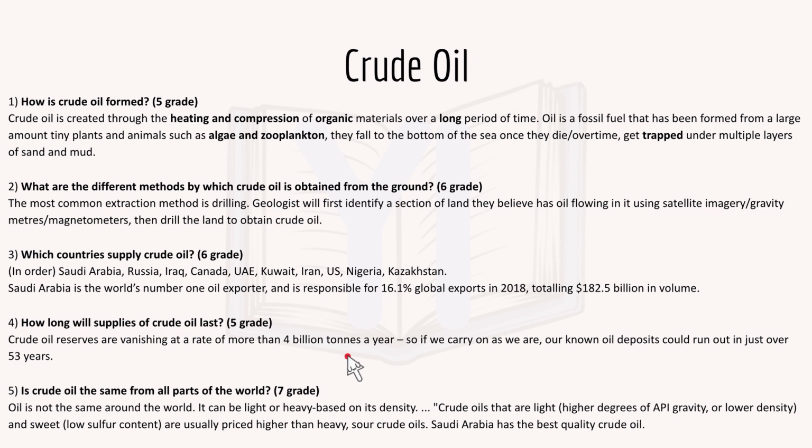Is crude oil the same from all parts of the world? Oil is not the same around the world. It can be light or heavy based on its density. Crude oils that are lighter, with higher API gravity or lower density, and sweet, with low sulfur content, are usually priced higher than heavy, sour crude oils. And Saudi Arabia has the best crude oil quality due to its geographic location.